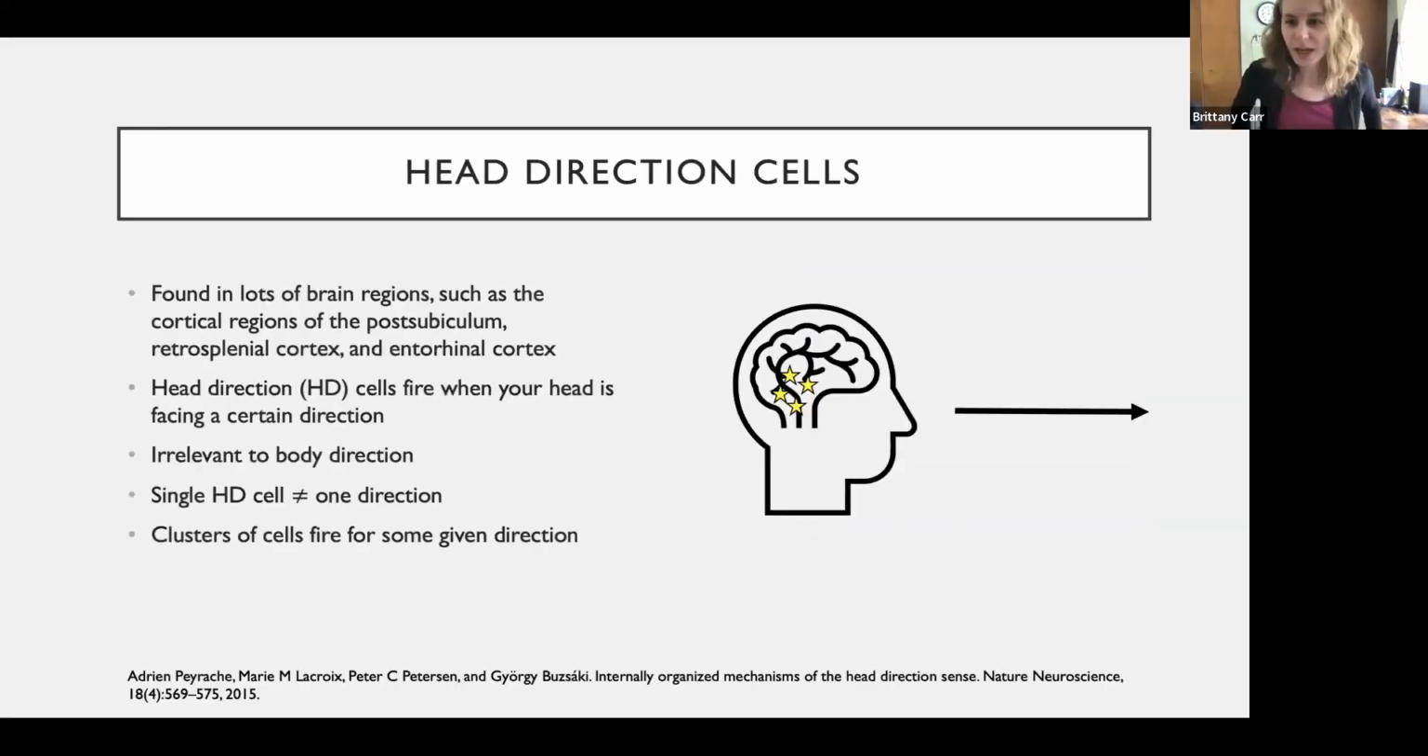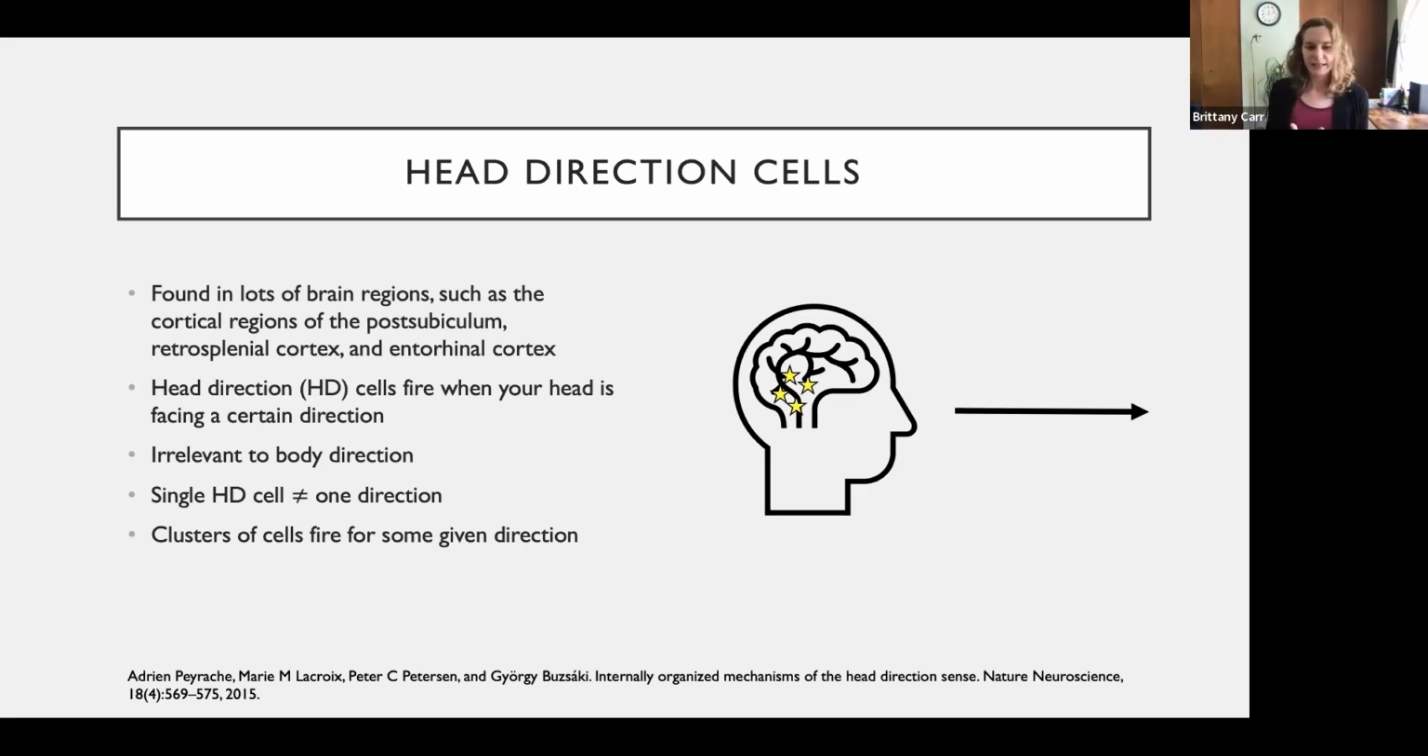Okay, so next we'll talk about head direction cells. These are actually found in a lot of different brain regions, such as the cortical regions of the post-subiculum. The biology words are hard for me as a traditionally trained mathematician. And then we also have the retrosplenial cortex and the entorhinal cortex. Head direction cells fire when your head is facing a certain direction. This does not matter which direction your body is facing, right? So if I turned my body this way, then the cells that fire when my head is facing this way are going to fire no matter the way that my body is oriented.